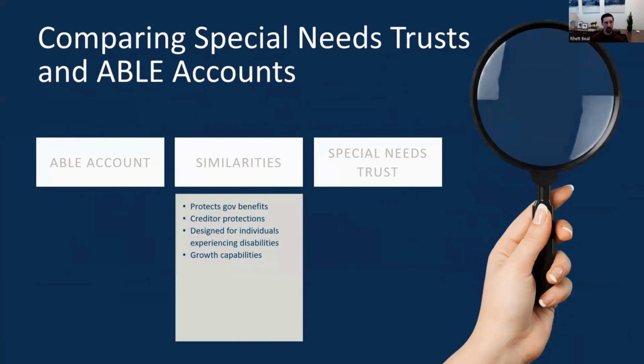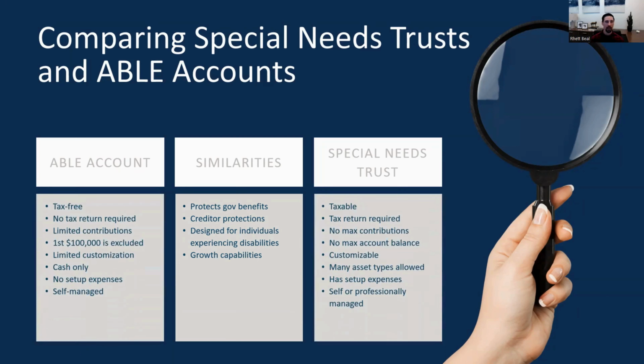First, we're going to look at their similarities. They both protect government benefits, and when we talk about protecting government benefits, we're talking about programs like SSI, Medicaid, food assistance programs, Section 8 housing, right? Those means-tested government benefits, not other programs like SSDI. It also helps protect from creditors. They are specifically designed for people experiencing disabilities, and they both have growth capabilities, right? That is what they have in common, and what they have different from one another.